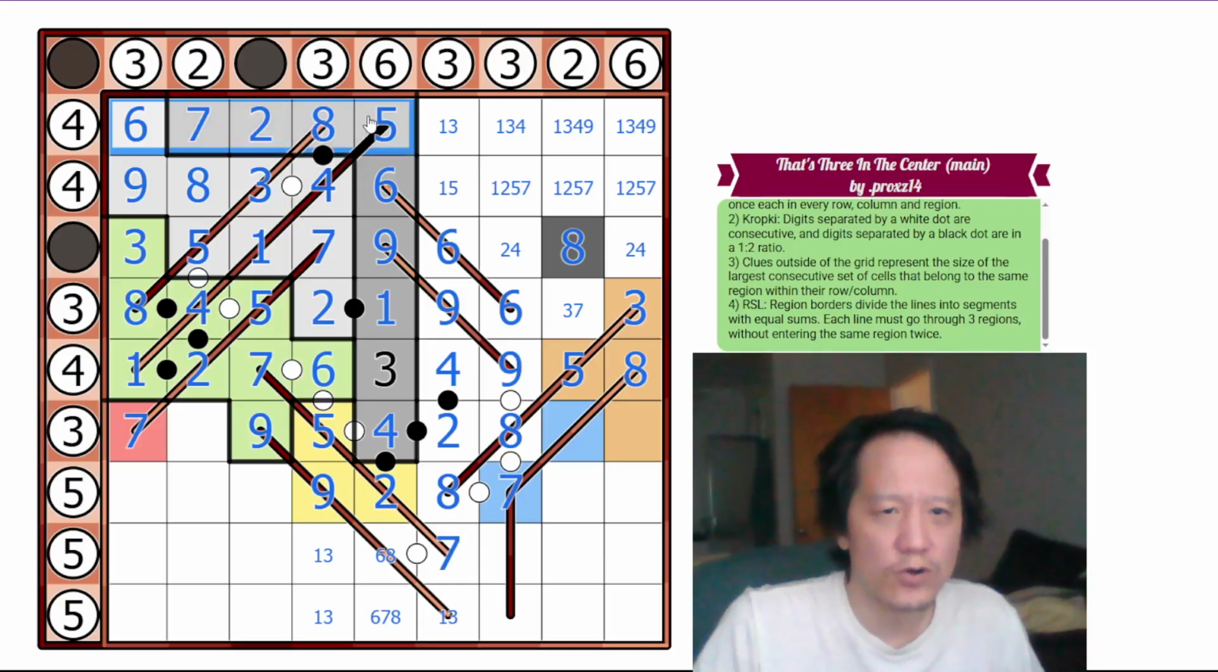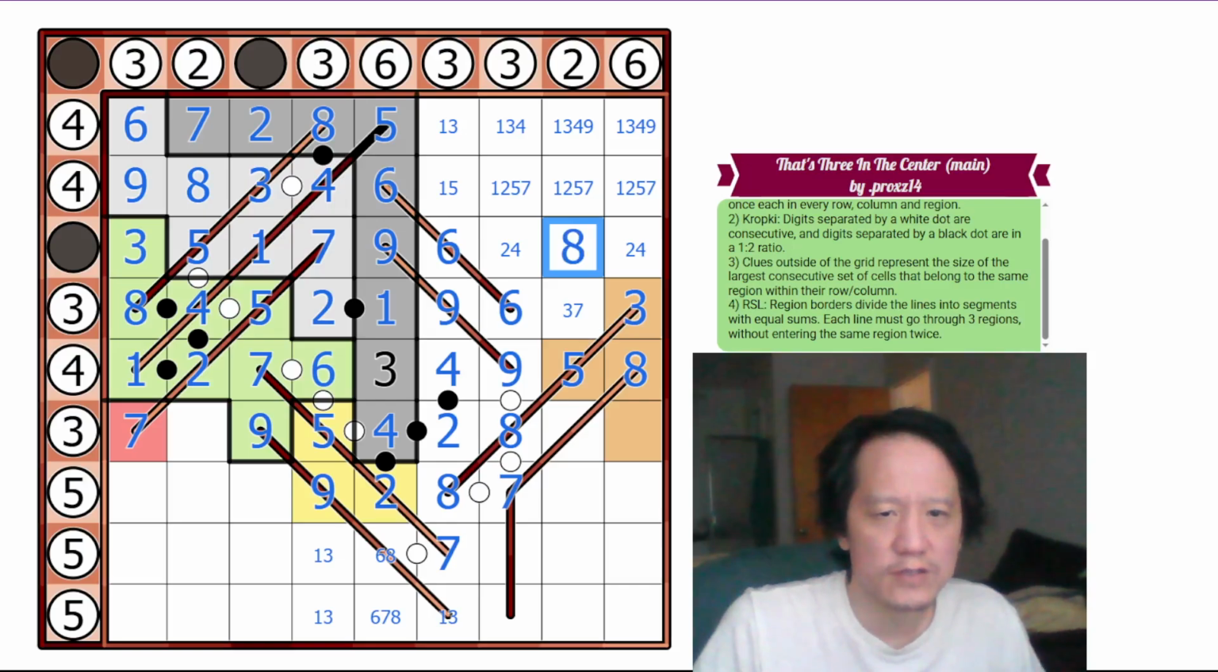So we have 4 already in row 1. We have 4 in row 2. We have 3 in row 4. We have 4 in row 5. Red cannot be 3. This cannot be 3. This cannot be the same region because we have a 7. This could be orange. No, it can't be orange. Okay, what are the possibilities here?